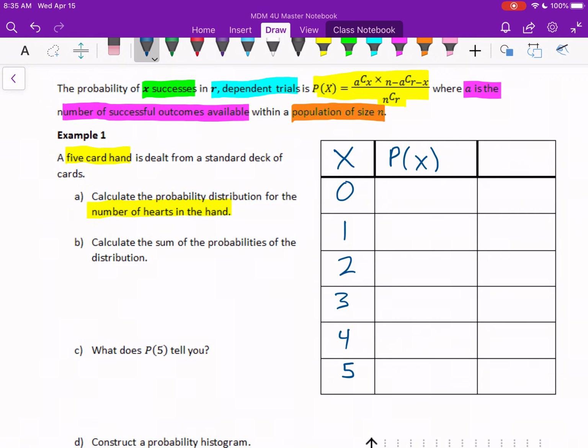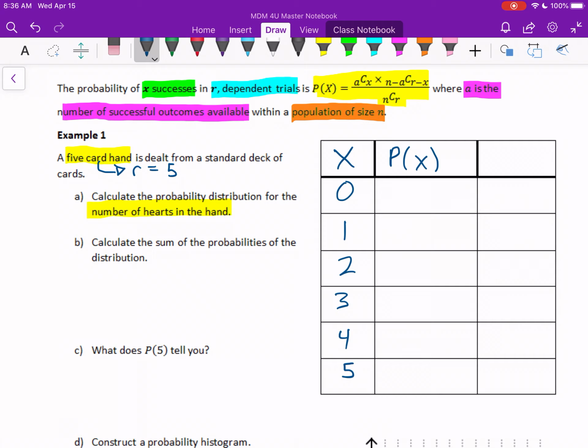All right, so we need to know the number of different trials, or the number of dependent trials that we have done. Well, if we're dealing out 5 cards, then we're doing 5 trials. But they're dependent. The first trial we can choose out of 52, and there's 13 hearts in a deck. But then the second trial, we're not going to put that card back. So now there's only 51 cards to choose from, and then 50 for the 3rd trial, and 49 for the 4th trial, and 48 for the 5th trial.